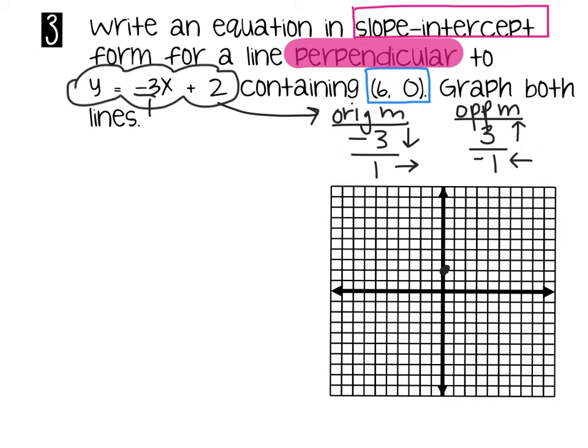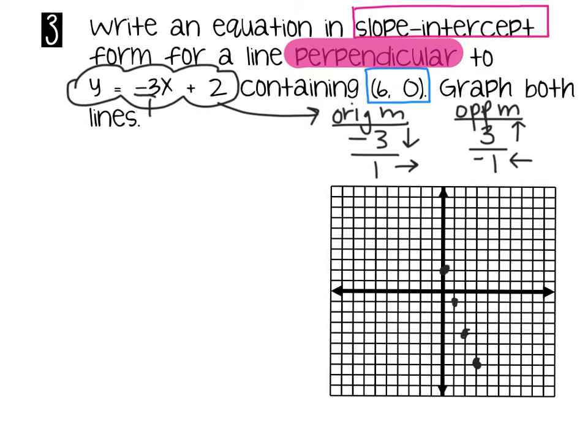Going back to my graph, I'm going to start counting, and I'm going to count from my starting point. I'm going to count down 1, 2, 3, and to the right 1. Now I need to make a dot right there. I'm going to keep counting like that, down 3 and over 1, down 3 and over 1. Not bad. I'm going to start going in the other direction now. My opposite slope says that now I'm going to go up 3 and to the left 1, and that will help build my line in the opposite direction.